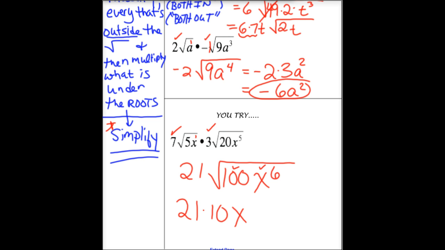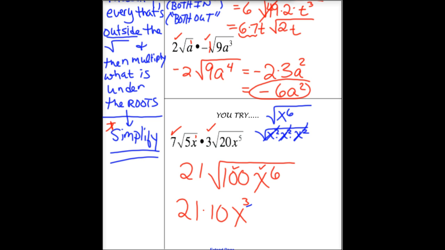6 divided by 2 is 3, which means 3 x's will pop out. I kind of want to make sure you understand what's going on with that, by the way. I'm just going to go over here and put a little aside. What you're doing is using the fact that you know the square root of x squared is x, and that x to the 6th is actually 3 x squareds. So this is going to pop out an x, an x, and an x.